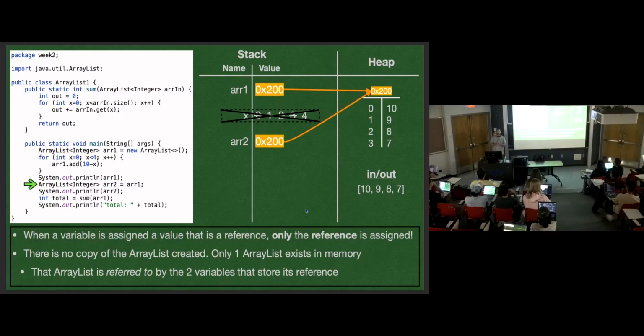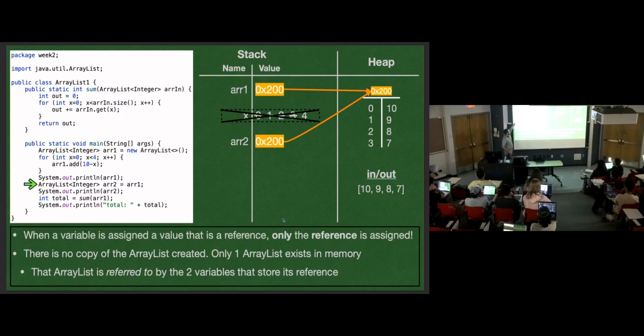So R2 does not get a copy of the array list. We don't have two array lists. We have one array list at memory address 0x200 and two variables that refer to the same array list. So R1 and R2 both refer to the same array list. They store the same value. And we can access that array list through either one of the variables.